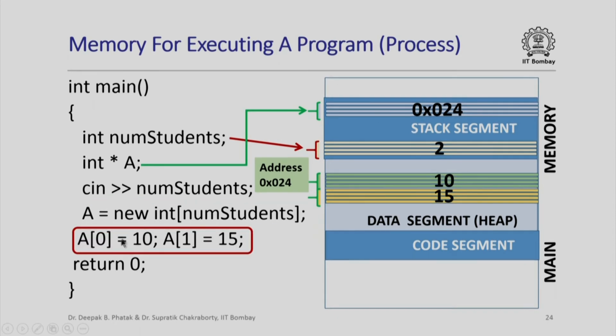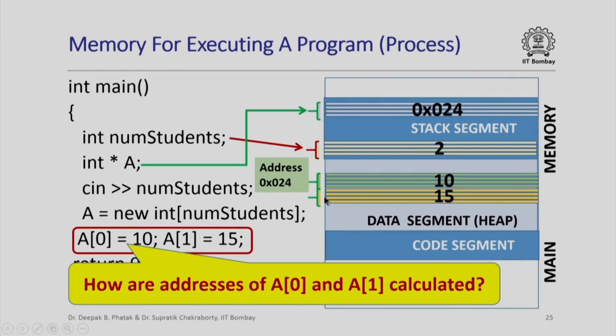Now after this, if I say that store 10 in the 0th element of A and store 15 in the first element of A, I expect 10 and 15 to be stored in these 2 integers, space for which has been reserved in the data segment or the heap. Well, but how are the addresses of A0 and A1 calculated? Here I only got the address of the starting byte of these 2 consecutive integers stored in the heap segment.